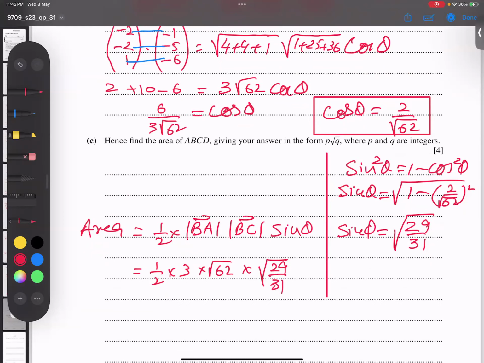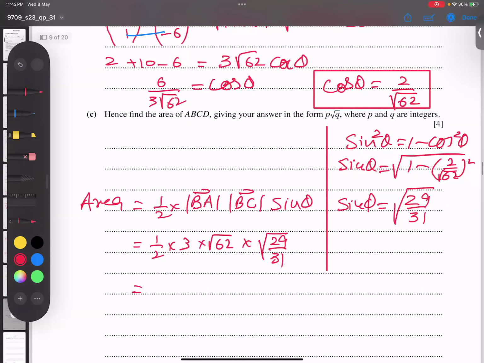Okay, students, what is the technique now? How to finish the question? Because you're asking the area. So how to get the area? So it is very clear.